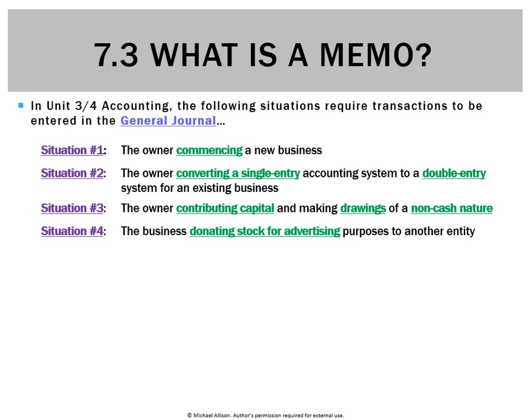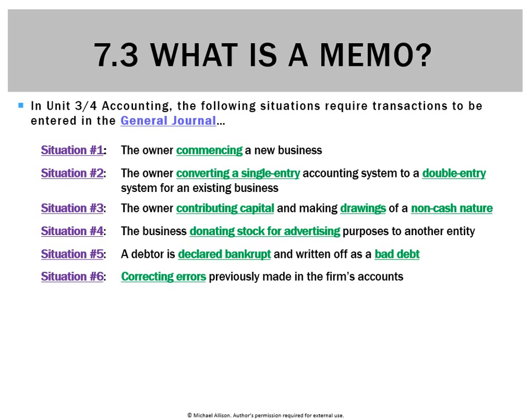Situation 4, the business donates stock for advertising purposes. Situation 5, a debtor is declared bankrupt and is written off as a bad debt. And lastly, situation 6, where we need to correct an error previously made in the firm's accounts. So there are the 6 situations we need to do for chapter 7, and we'll start with situation 1 in the next video.